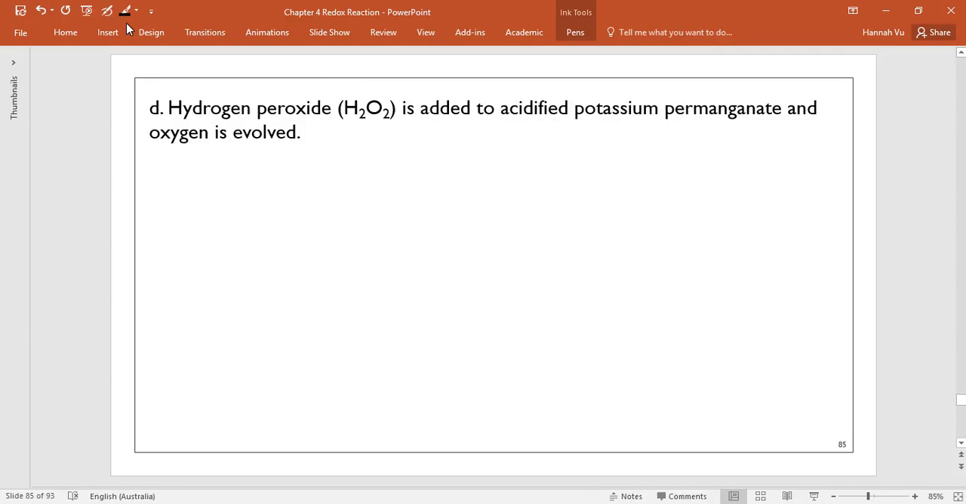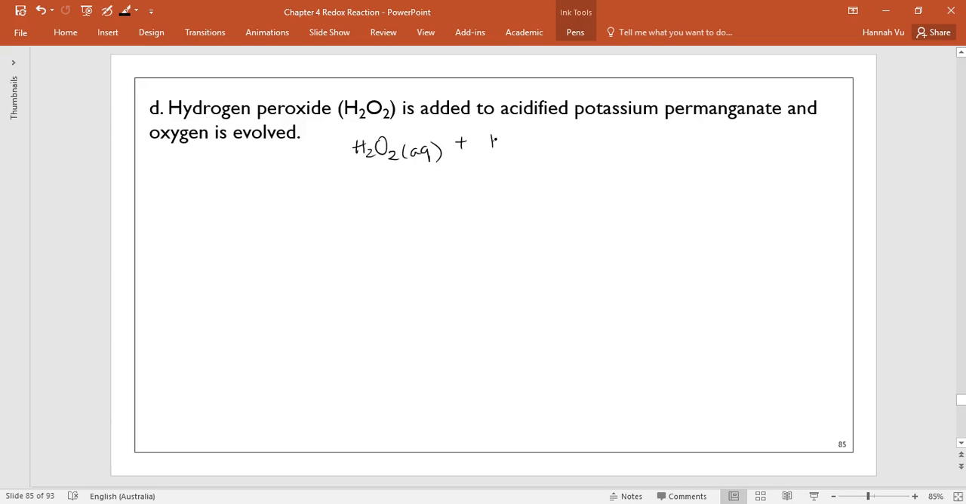And then there is part D. I'm starting to regret how many questions I give people on this worksheet. Hydrogen peroxide, H2O2. It is a liquid. It's added to acidify potassium permanganate. Well, I guess it will be dissolved in water. You can go with aq.